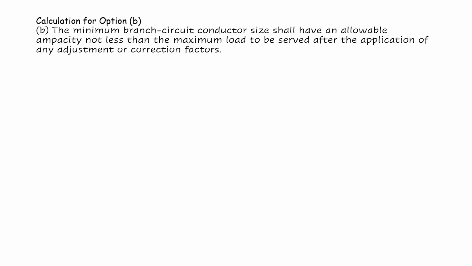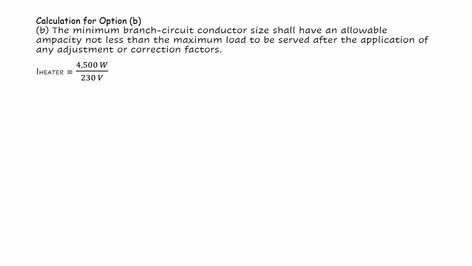Now let's do the calculation for option B, and let us review the rule. The minimum branch circuit conductor shall have an allowable ampacity not less than the maximum load to be served after the application of any adjustment or correction factors. So that means we have to apply the adjustment factor and the correction factor, then derate the value of current. After that, we have to size up the conductor so that we can still recover the maximum load current which is required.